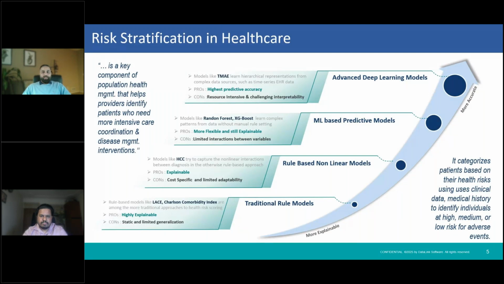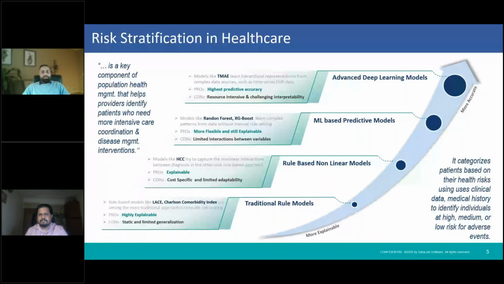But even in rule-based, there could be a bit of complexity, something like non-linear interactions, something we have seen in HCC models, wherein multiple conditions are interacting with each other, and these are configurable. These get enhanced. These can take a lot of considerations of disease conditions into place. And they can be used for payment mechanisms, for care coordination, for financial planning, and so on and so forth. So the purpose is also defined by the level of stratification complexity we are in.